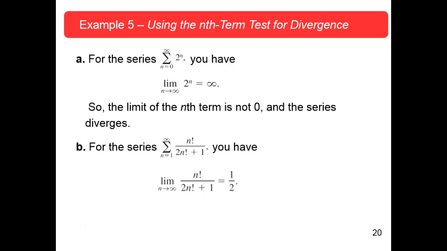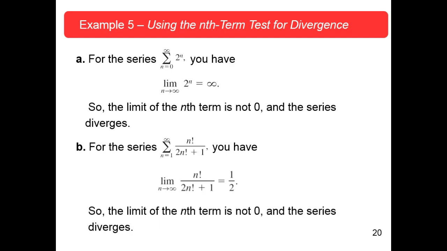Is that going to converge or diverge? Diverge, okay? Even though that's a small number, 1/2, doesn't matter, it's not 0. If that's not 0, it's got to diverge, period. There's no way it's ever going to converge because that's not 0. The first one is going to infinity, that's got to diverge. This one, even though the limit is 1/2, still not 0, so it diverges.